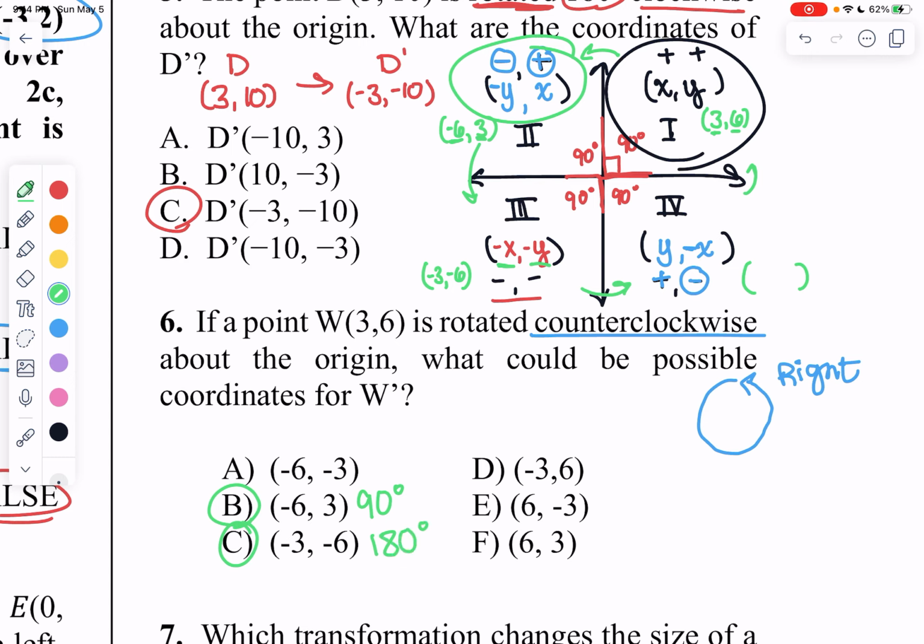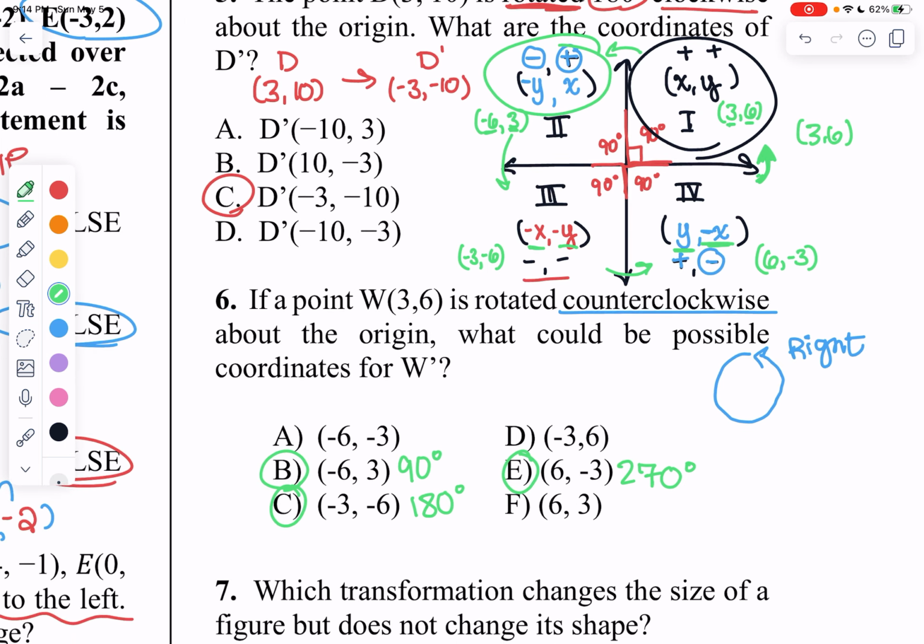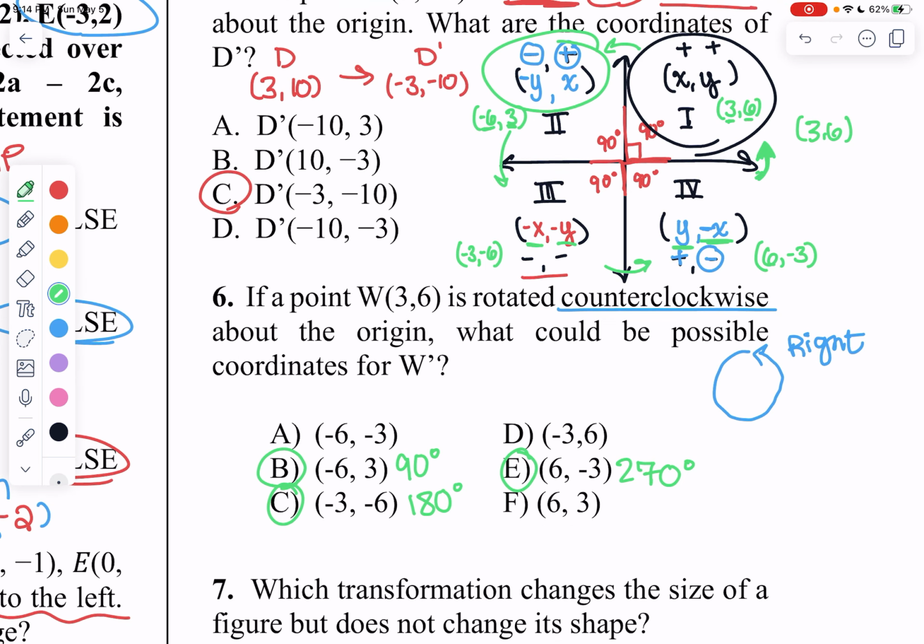And then last but not least, we got a 270-degree rotation, which is a normal y, so a normal 6, and then the opposite of x, so the opposite of 3, which is -3. That's going to be E, or my 270-degree rotation. If we had a 360-degree rotation, which I was talking about right here, that would just bring us back to (3, 6). It doesn't look like that's one of our options, so B, C, and E are our correct options for number 6.